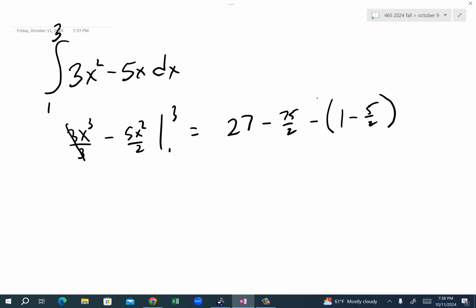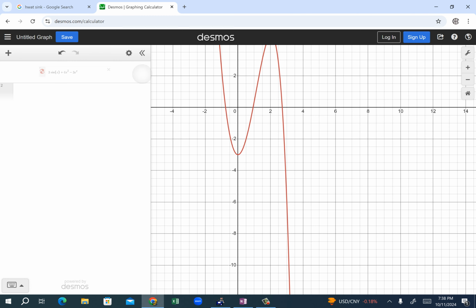And so if you do that, you can go about it any number of ways you want to. 1 minus 5 over 2, that's negative. This is 2.5. This is negative 1.5. It's positive 1.5 then. And this is 27.5, so it's negative 1/2. So the answer is 1. Does that make sense? I don't know.